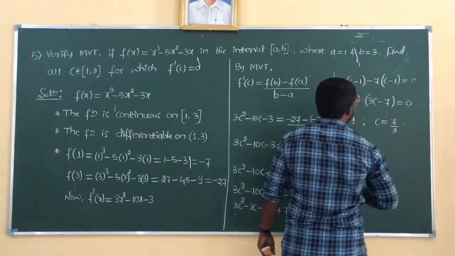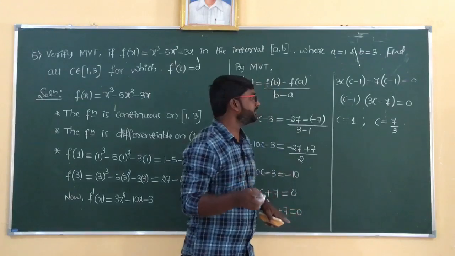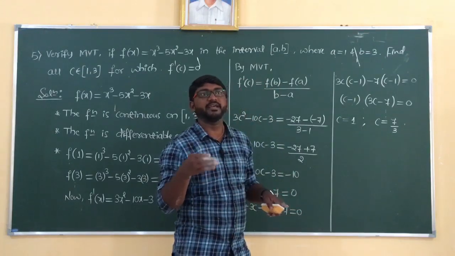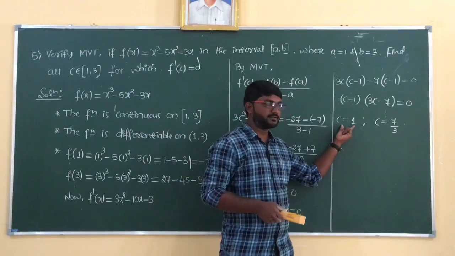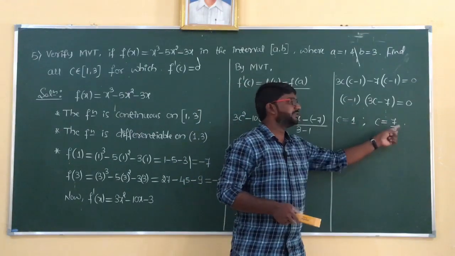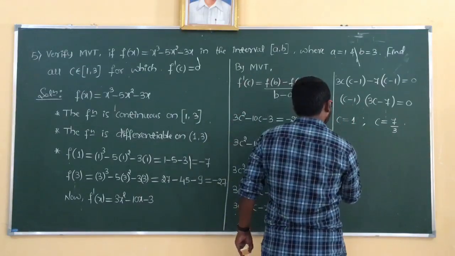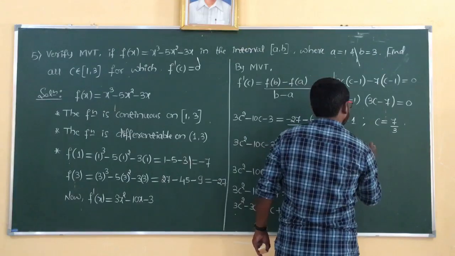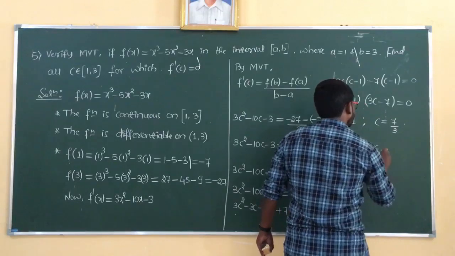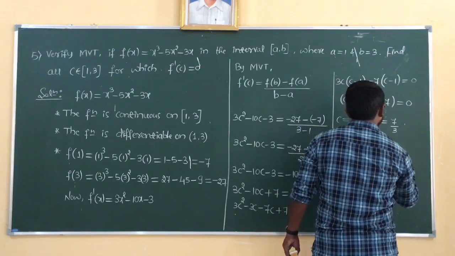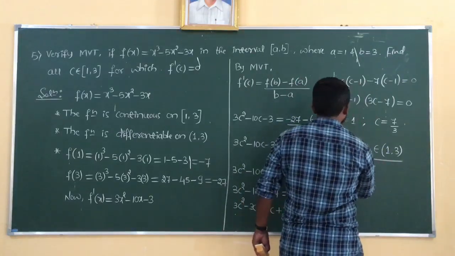Here observe the given condition. The interval is 1 comma 3. The value of c must lie in the open interval 1 comma 3, so we should not consider c equal to 1. Therefore, the value of c is 7 by 3, which belongs to the open interval 1 comma 3. So this is the required value of c.